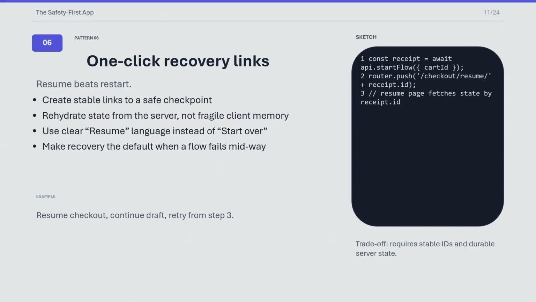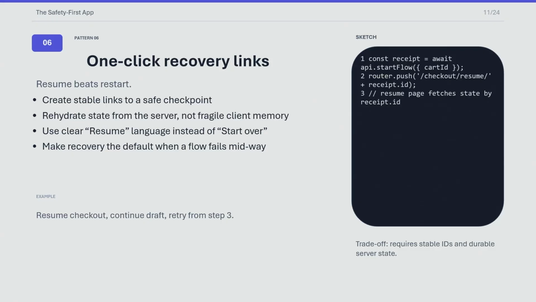So for instance, let's say in a checkout cart, you see from the code, it has an await for the relevant receipt. You start the flow from the cart ID. You then push the specific checkout resume route plus the receipt ID, and then you would be able to have the resume page fetched based on that specific receipt ID. And that would be much easier rather than having to start all over again.